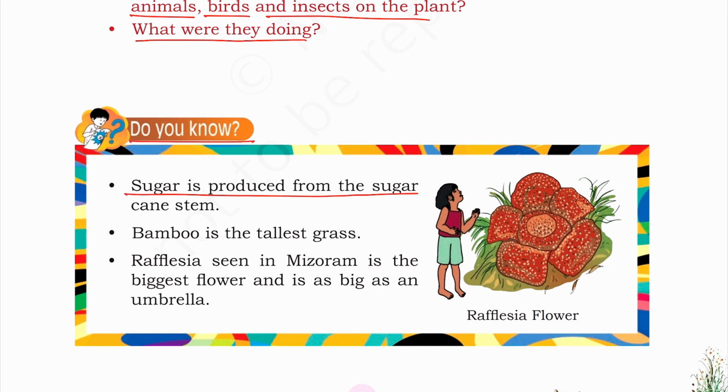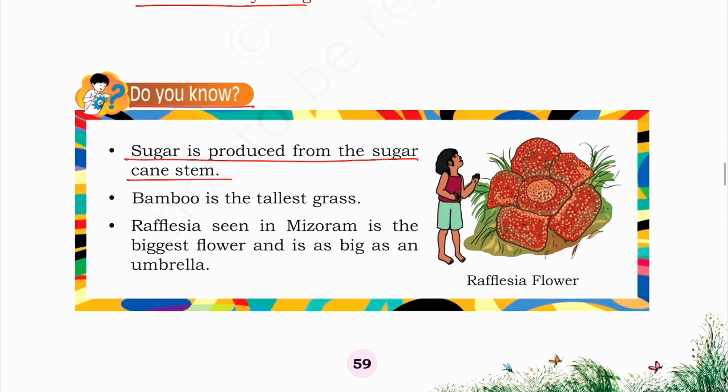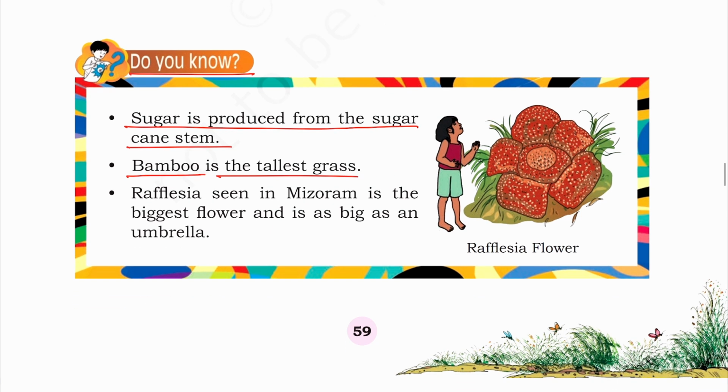Sugar is produced from the sugarcane stem. Bamboo is the tallest grass. Rafflesia, seen in Mizoram, is the biggest flower and is as big as an umbrella. You can see the Rafflesia flower here.